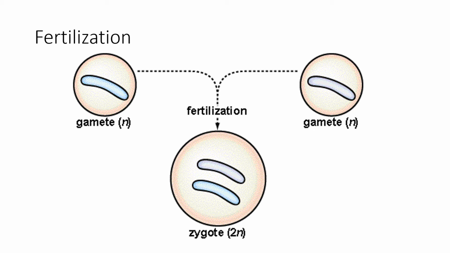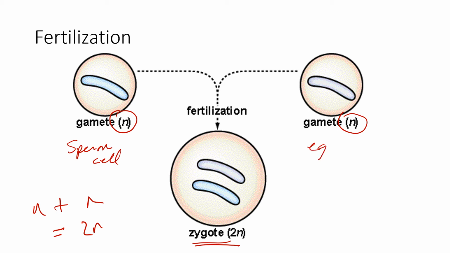So in fertilization, you have a gamete and another gamete forming a zygote. If you notice this N here, N plus N equals 2N. So in fertilization, you have one gamete cell. If this is from a father, this is the sperm cell, and this is from the mother, this is the egg. Fertilization occurs, and you have a zygote in the end.